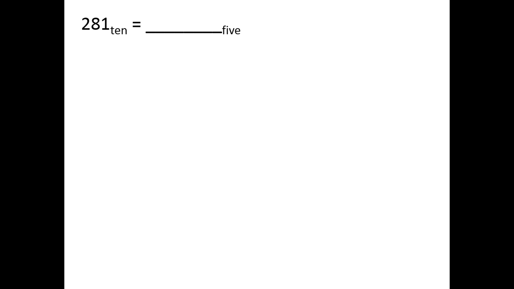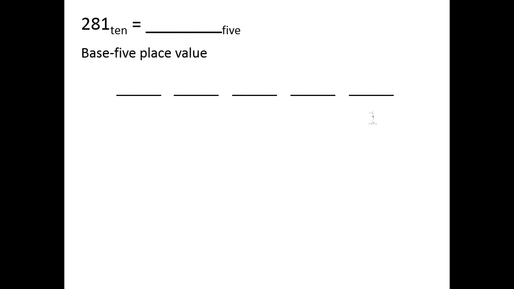Now how do we go from numbers in our place value, base 10, to some other place value? Remember, it's all about the grouping. So if I want to take 281 and write it as a base 5 number, I have to think about that base 5 place value. Furthest to the right is the ones. To the left of that is how many groups of 5. To the left of that is how many groups of 25, and so on. And I've got to take 281 and regroup it into these groupings.